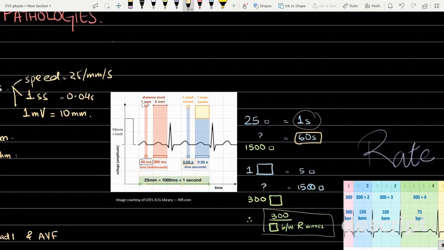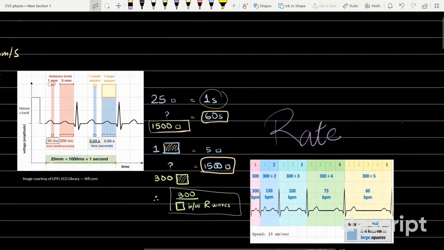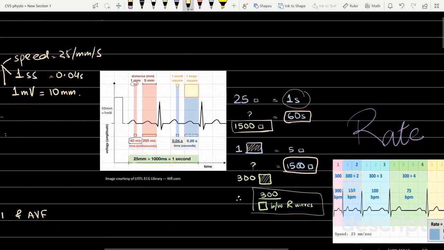So 60 seconds will be equal to how many boxes? 1500 small boxes. One large box is equal to 5 small boxes, as you can see on this diagram. So how many large boxes will be 1500 small boxes? The answer is 300 large squares. So 300 will then be divided by the large squares between R waves. As you can see over here, there are 2 large boxes between the R waves. So 300 divided by 2, 150 beats per minute will be the rate.